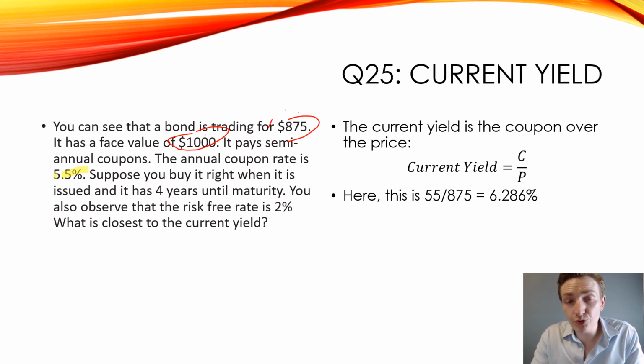So what you need to do is work out the current yield. Now, the current yield formula is simply the coupon over the price. So you don't really need to do that much working even. You have the coupon per year, $55. You've got the price given to you, $875. So just do that division, and it gives you 6.286%. So the answer to this is actually significantly less complicated than it might initially appear.